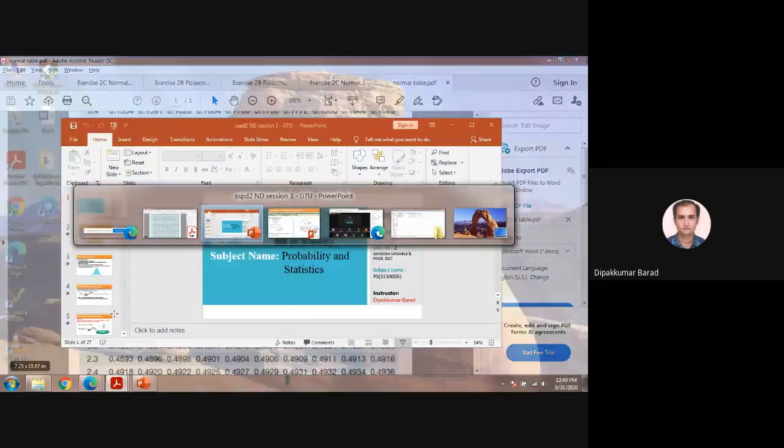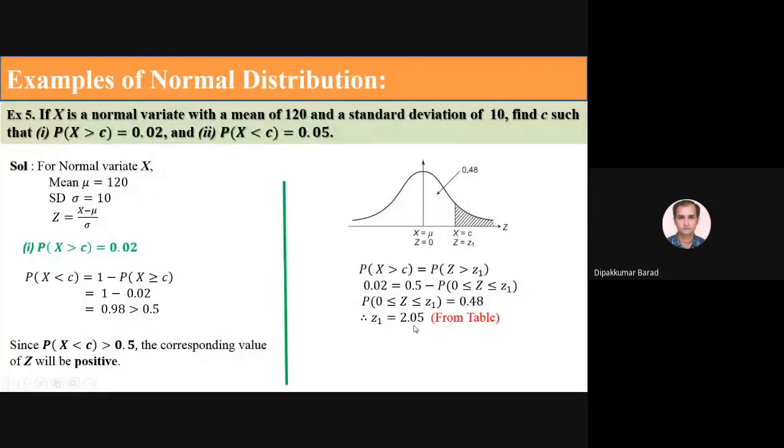So 2.05. Is it clear? Now once we get Z1, from Z1 we have to find C. Z1 is equal to C minus mu upon sigma. Mu we have given as 120, sigma is 10, and this Z1 we have already found as 2.05. So C minus 120 upon 10. After simplification, I get C equal to 140.5.